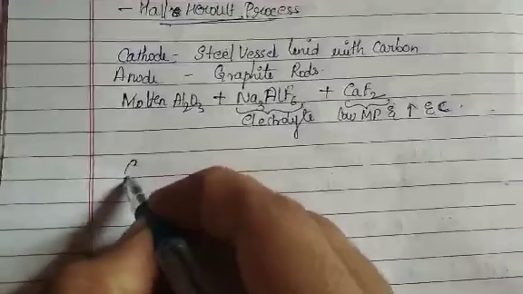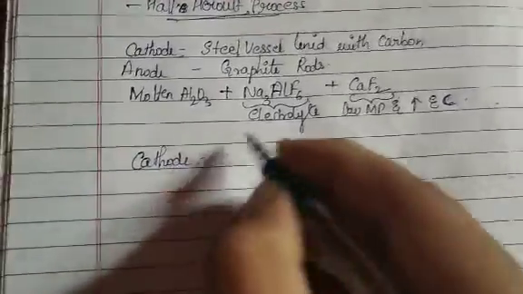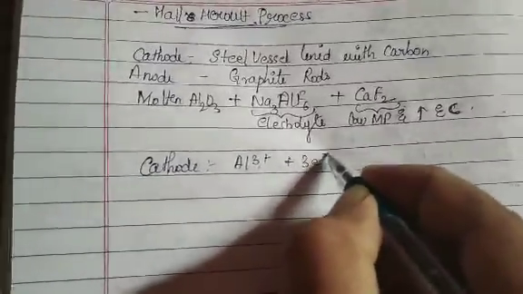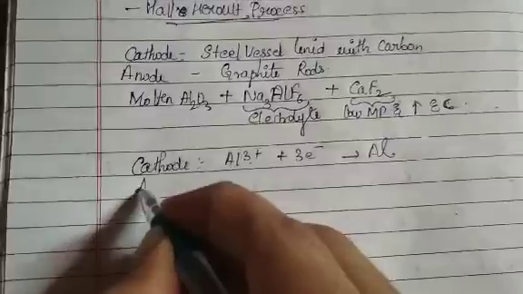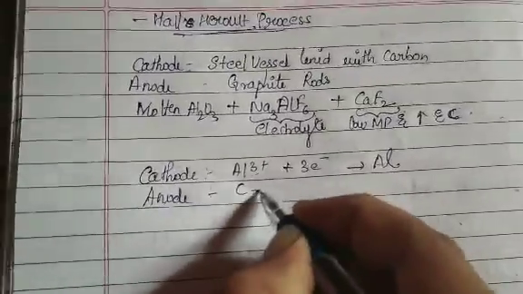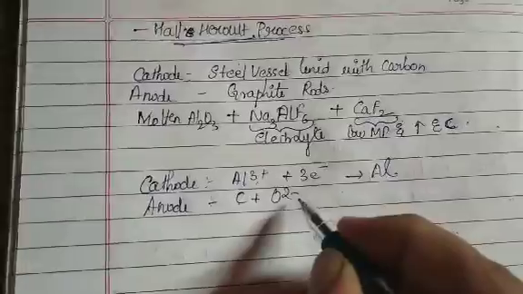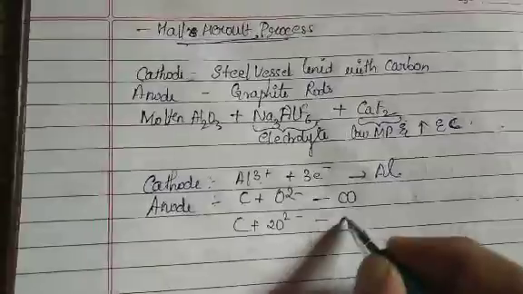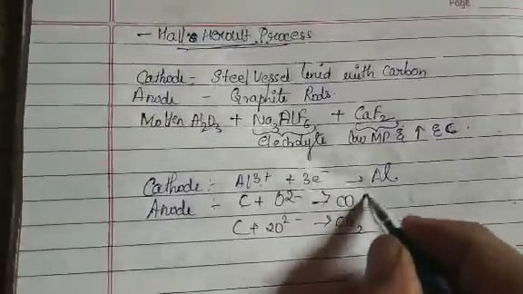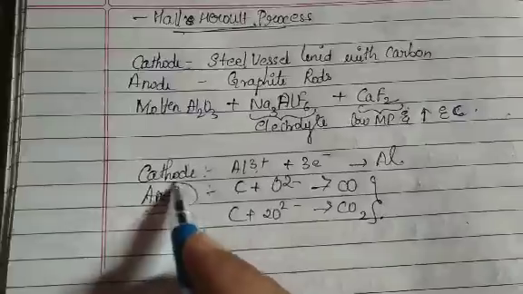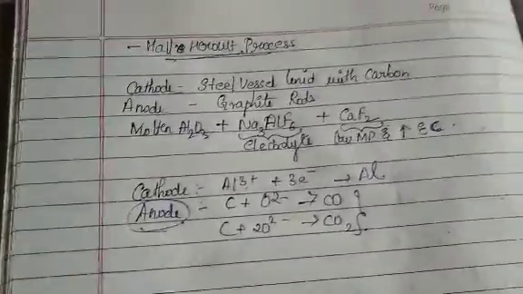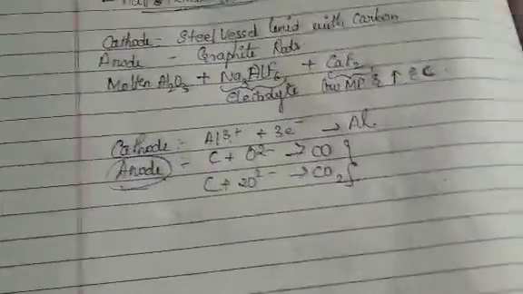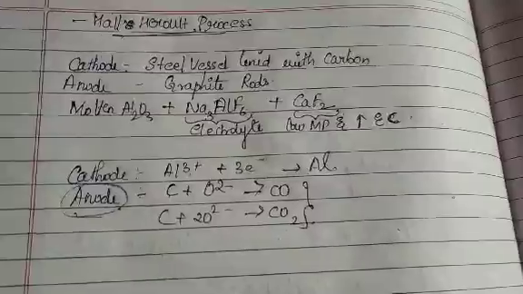So at the cathode what is happening? Al3+, which comes as a cation towards the cathode, gains 3 electrons and gives you Al. Whereas at the anode, whatever oxygen is liberated reacts with the anode's carbon to give carbon monoxide plus carbon dioxide. Since these two are formed, we have to replace the anode again and again. For every 1 kg of aluminium extracted, 0.5 kg of graphite rods will be used. I hope you are able to understand.